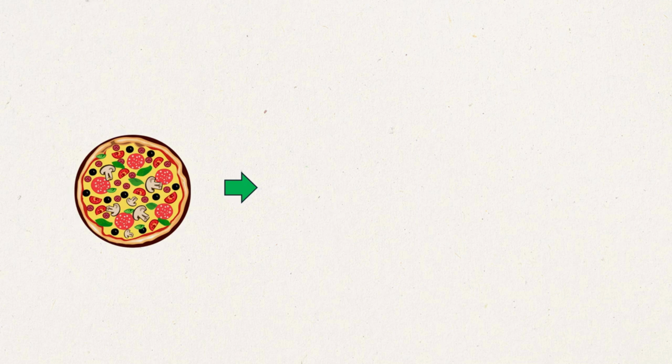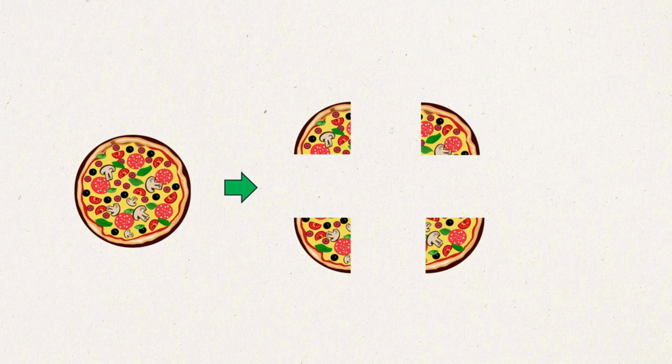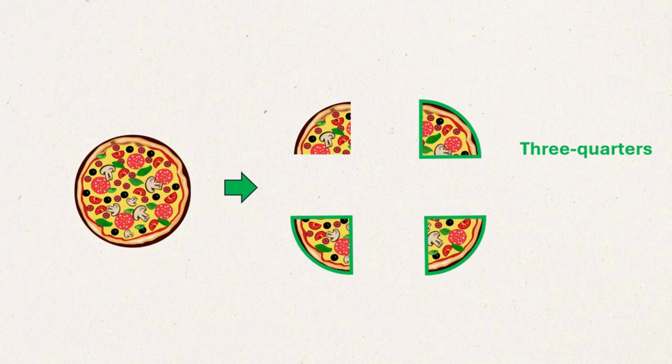Now, if we cut the pizza into 4 equal parts and take one, we call that 1/4. If we take 3 out of 4 equal parts, we call that 3/4. And if we take all 4 parts, we get 4/4, which is the same as one whole. So, from these examples, we can see fractions represent parts of a whole.